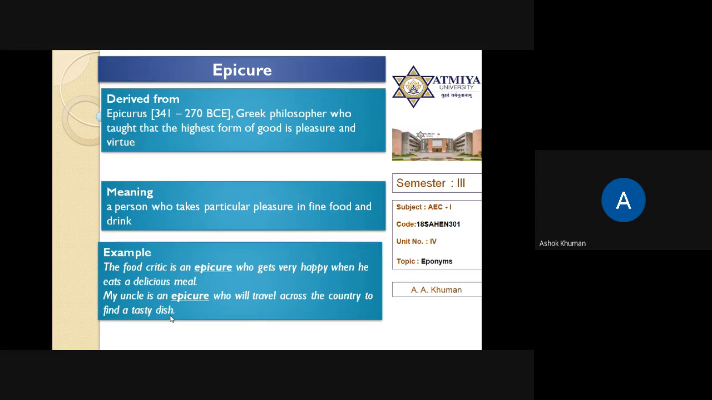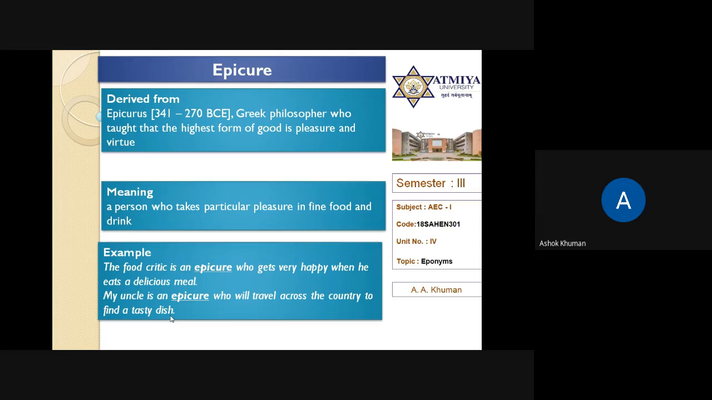Because Epicurus, the Greek philosopher, said that the highest pleasure is from food and virtue. So if you love eating tasty food, it gives you pleasure. So epicure, a very interesting word. People who are fond of the taste of delicious food are called epicures.